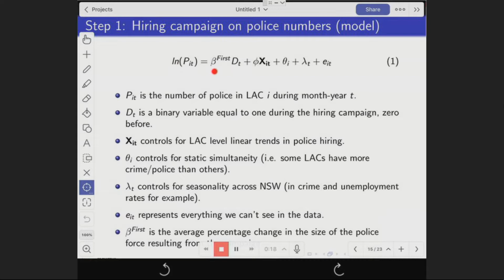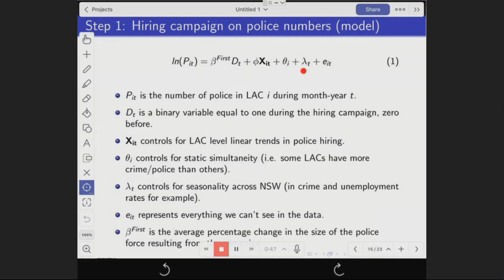Ignore this guy for a minute. This DT over here is an indicator variable for during the hiring campaign. So it basically splits our sample in half, before and after. This guy over here controls for differing trends in police hiring between LACs. This guy over here controls for the static simultaneity problem, so that's gone. So far we've knocked out reporting bias, detection bias, and static simultaneity. All we need to worry about is the dynamic simultaneity issue at this point.